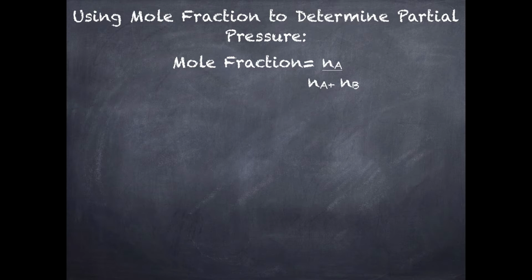So for example, if I had 2 moles of A and 4 moles of B, then my mole fraction would be 2 divided by 6, because I have 2 moles of A and 4 moles of B. That would be my mole fraction. So it would be 1/3, and you could actually get a decimal for it.